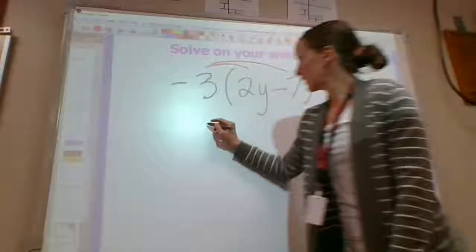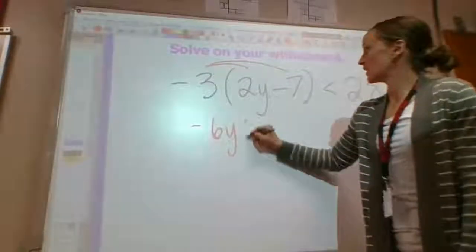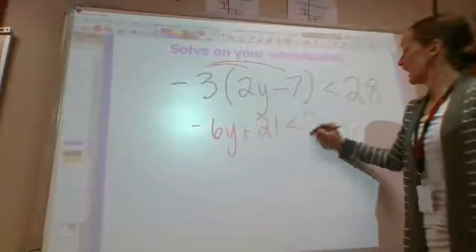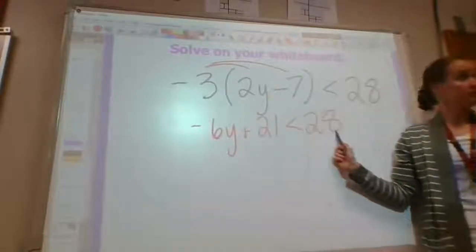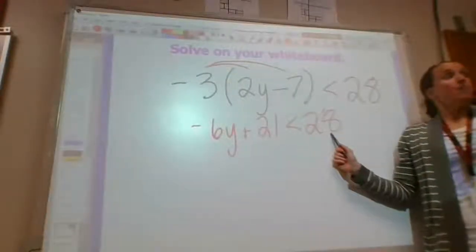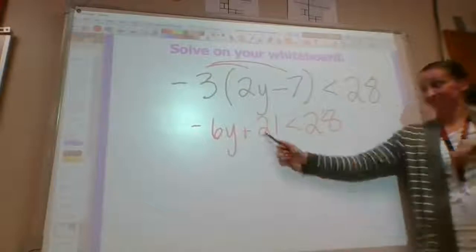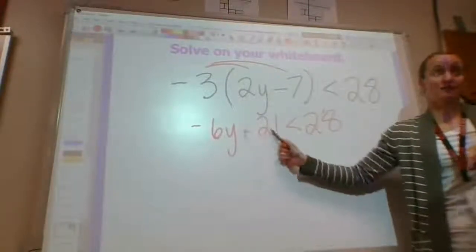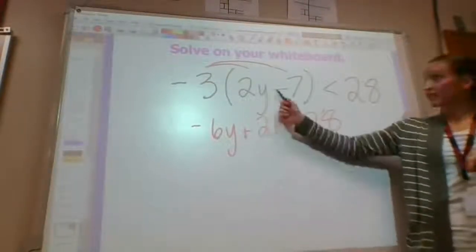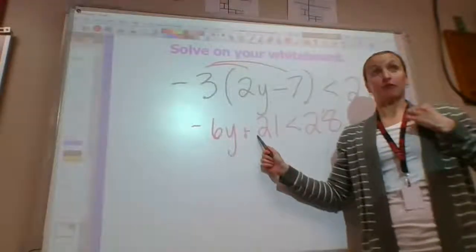So, with this, does everyone have this first step? Make sure it's a positive 21, because a negative times a negative is a positive. Are we good?